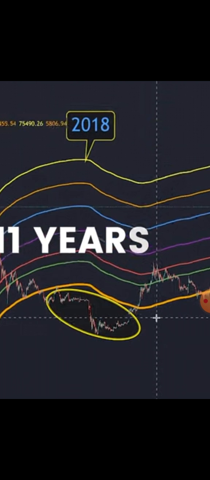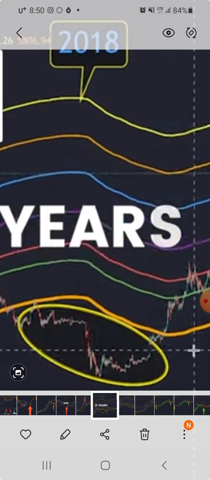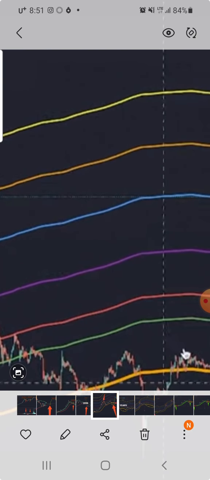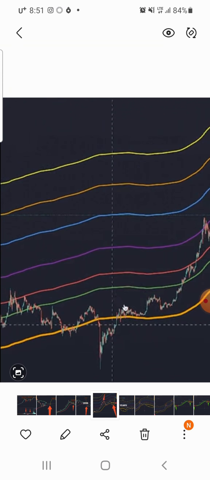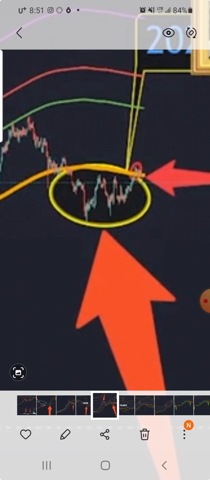2018, it got pushed back down. Okay, you went under, tested the orange, got rejected, you got pushed back down. Now, in 2020, here, it didn't happen, but that was the COVID crash, so that was unique. But look here, we tested it.